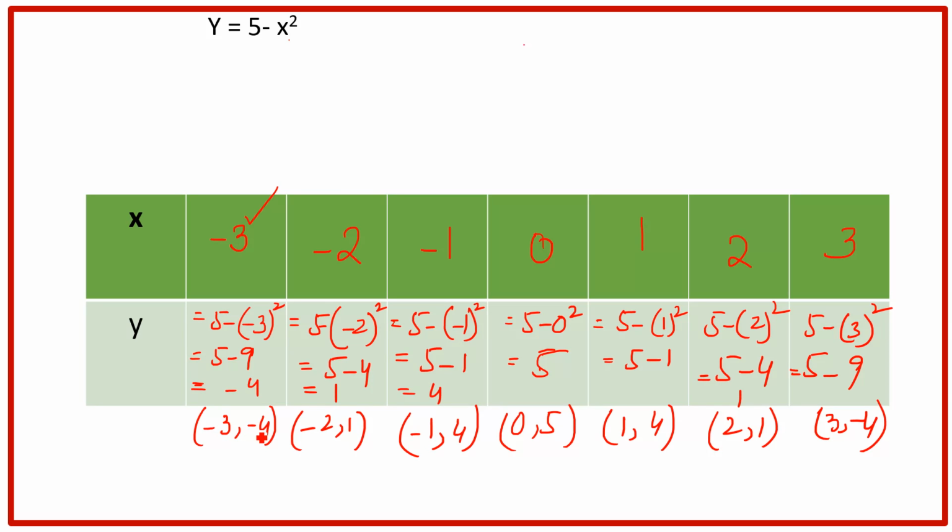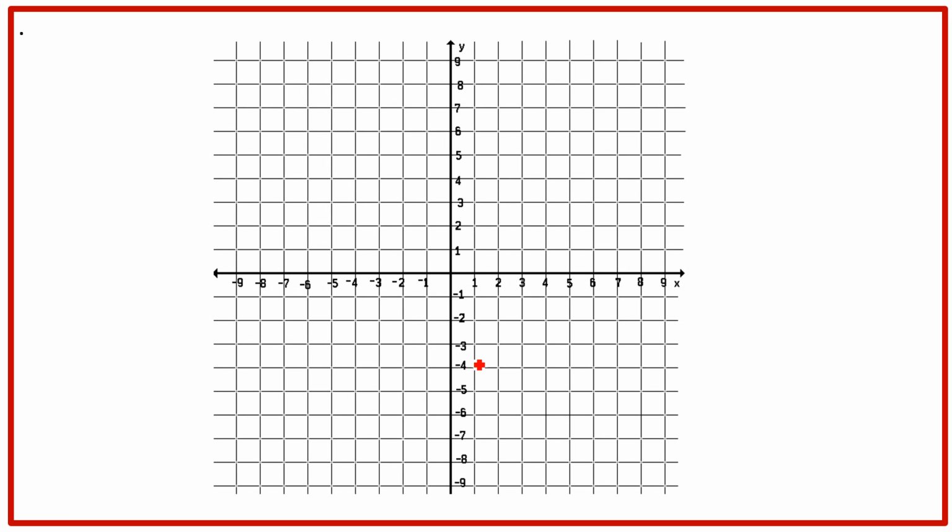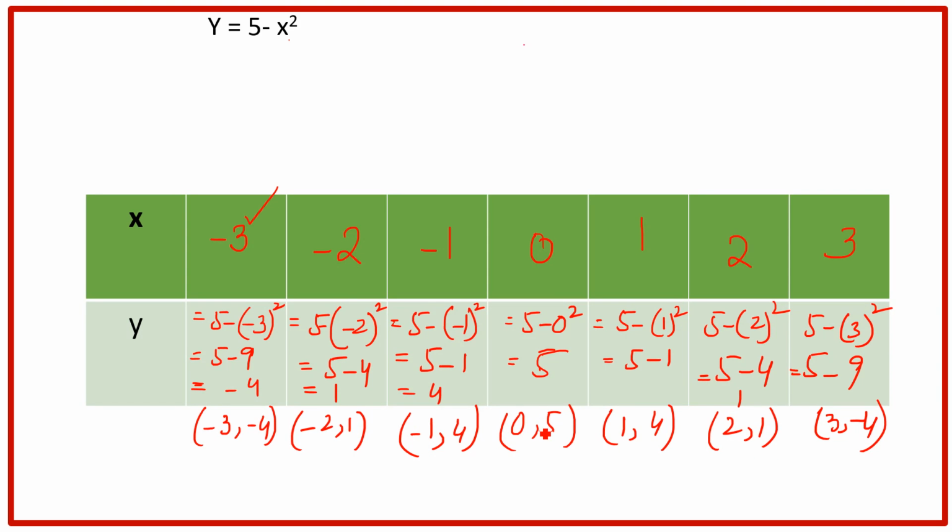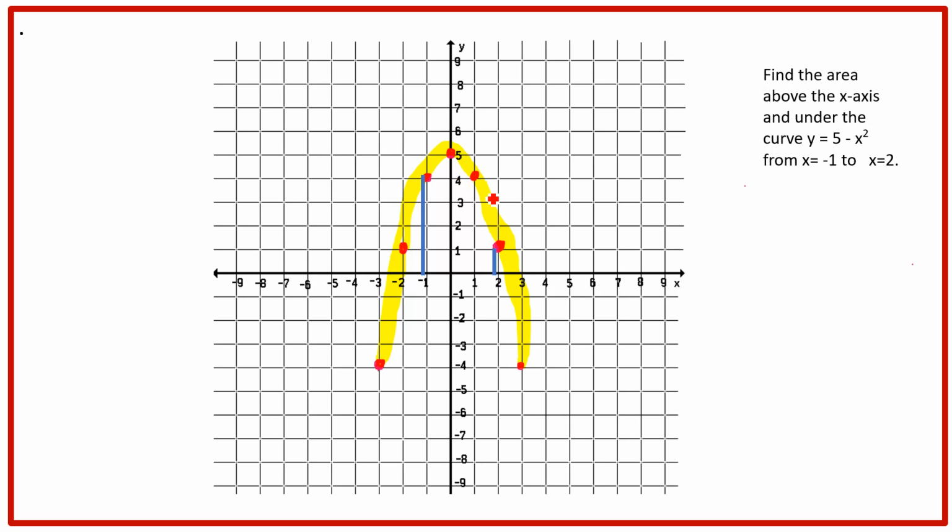Now see one by one. This is minus 3, minus 4, and minus 2, 1. We will mark them on the graph. First is minus 3: when x is minus 3, y is minus 4, so we get 1 point here. Then minus 2 and 1. Third, when x is minus 1, y is 4. With the help of these 7 coordinates, I am making this graph. Now you have to mark 0, 5 and 1, 4 on the graph. Here I have already made it for you. These are the points you will get. Join all these points.